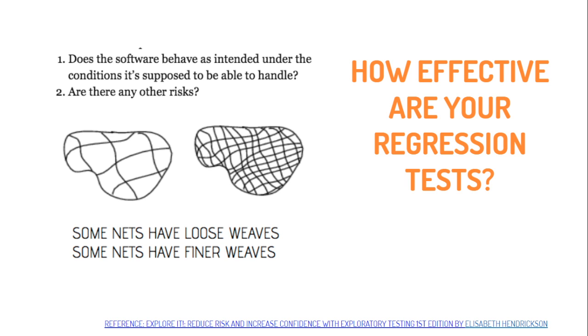So there is a book called Explore It by Elizabeth Hendrickson, and she gives a very nice analogy about tests and nets. Elizabeth Hendrickson compares your scripted tests with nets. If your scripted tests have good coverage and they're effective, it means that your nets have fine weaves. If your tests are not effective and they have poor coverage, it means that your nets have loose weaves. Of course, we know that finer weaves can catch more bugs.